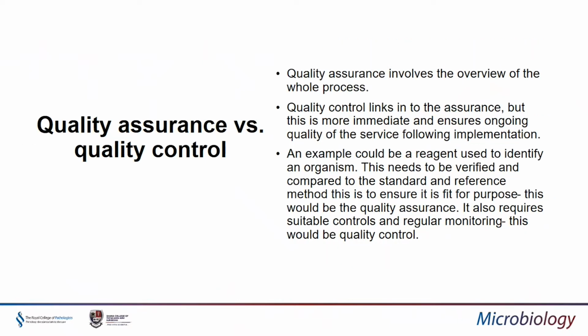So quality assurance versus quality control. Quality assurance involves the overview of the whole process, whereas quality control links into the assurance and provides that assurance, but it's more immediate and ensures ongoing quality of the service following any implementation. An example could be a reagent used to identify an organism. It needs to be verified, it needs to be compared to the standard and the reference method, and this is to ensure that it's fit for purpose. This would then be the quality assurance. It also requires suitable controls and regular monitoring. This would then be quality control.